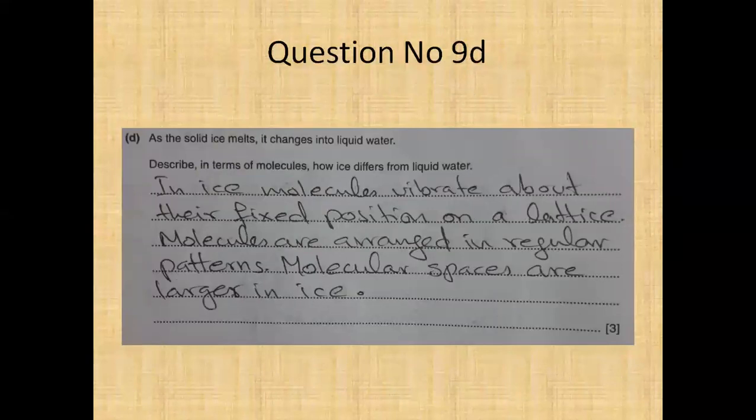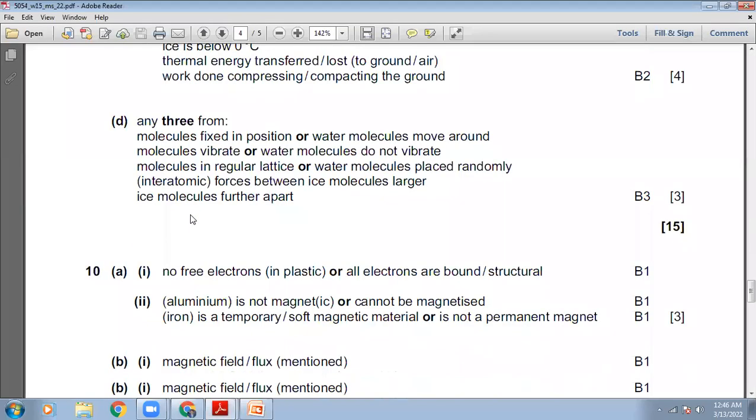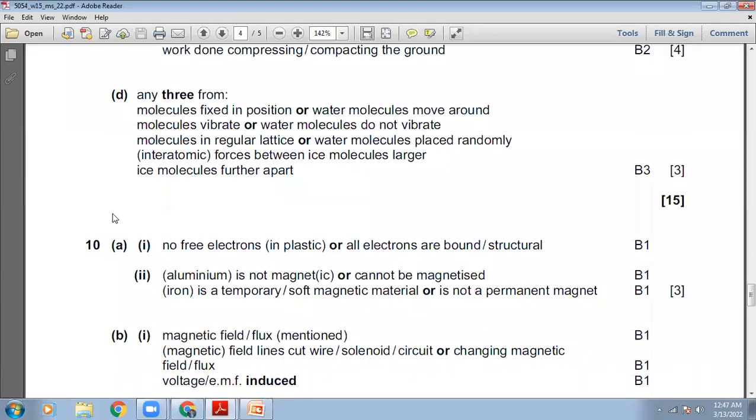In ice, molecules vibrate about their fixed positions. On a lattice, molecules are arranged in a regular pattern. Molecular spaces are larger in ice. Okay, so let's have a look at the marking scheme. Any three from: molecules fixed in position, or water molecules move around; molecules vibrate, or water molecules do not vibrate; molecules in regular lattice, or water molecules placed randomly; intermolecular forces between ice molecules larger; ice molecules further apart. So you have to write 3 points from here.